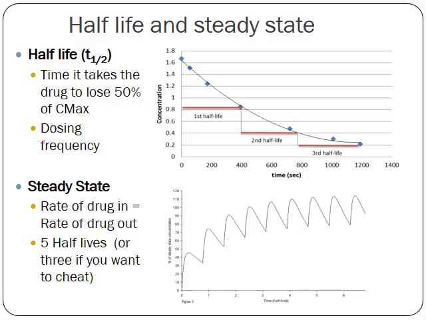Usually the rule of thumb is we say that this process, either getting up to steady state or fully eliminating the drug, takes 5 half-lives. If you want to cheat, you can say 3. Why 3? Well, if you add 50, 25, and 12.5, you get pretty close to 100%, not quite there. With 87.5%, we usually consider that pretty good.